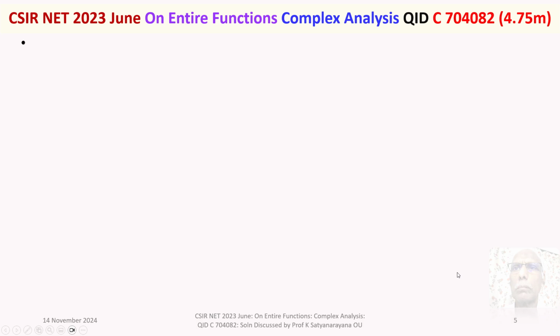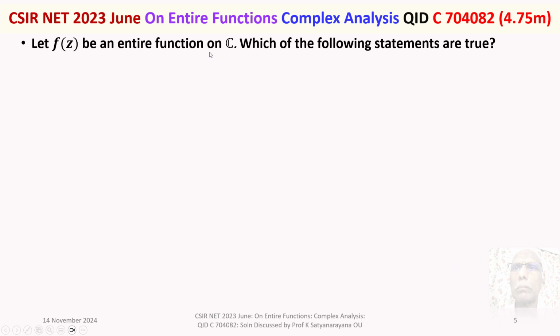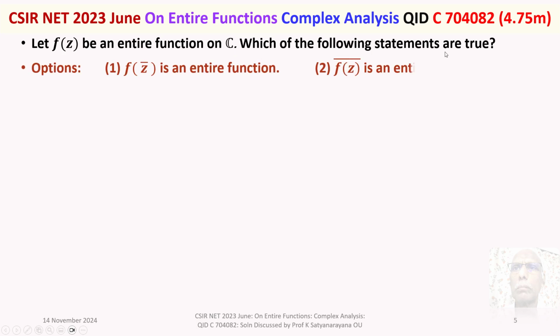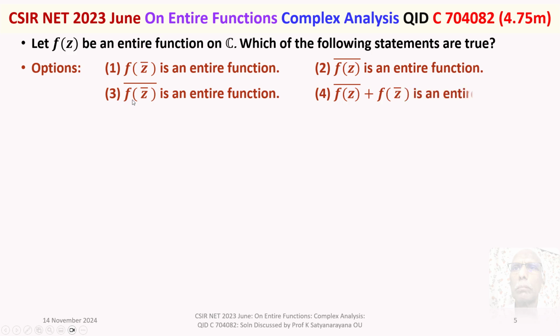Right. The given question is, let f of z be an entire function on the whole of the complex plane C. Which of the following statements are true? We are given four options. Option 1, f of z bar is an entire function. Option 2, the conjugate of f of z is an entire function. Option 3, the conjugate of f of z bar is an entire function. Option 4, the conjugate of f of z plus f of z bar is an entire function.